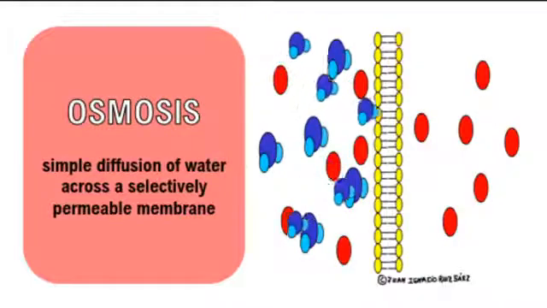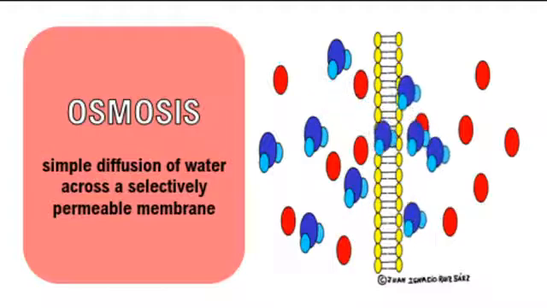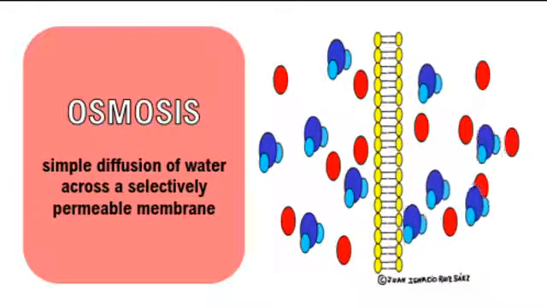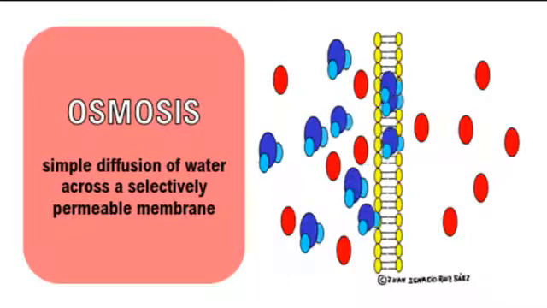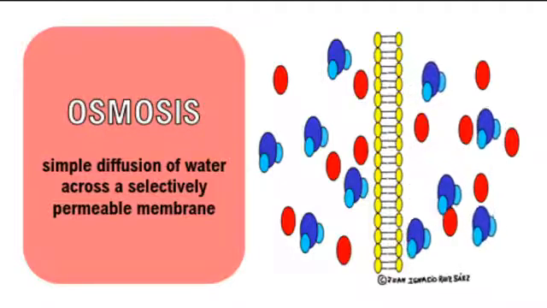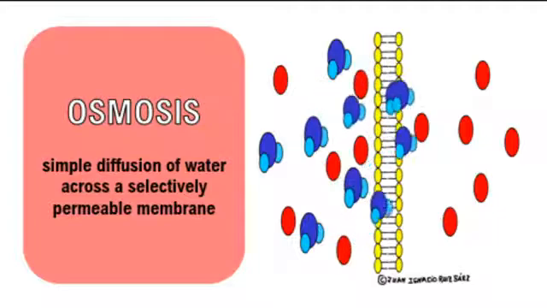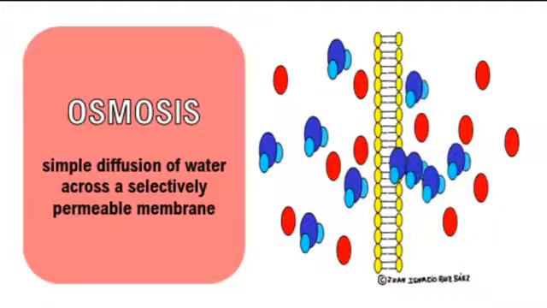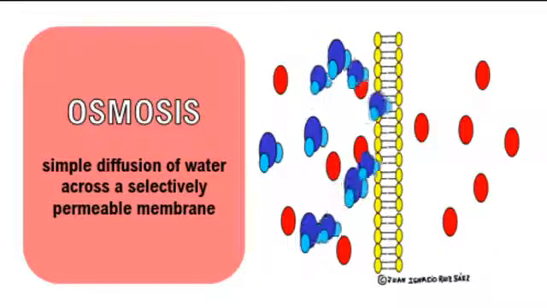Two solutions of different concentrations may be separated by a selectively permeable membrane through which water, but not solutes, can pass. In that case, water will diffuse down its concentration gradient toward the side with a high solute concentration. Osmosis is the simple diffusion of water across a selectively permeable membrane.